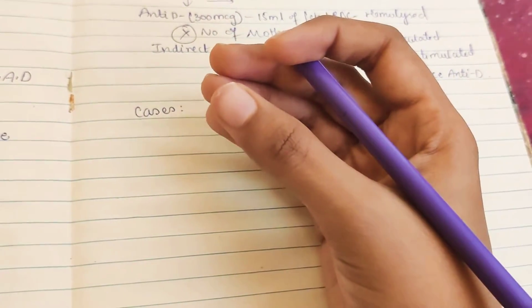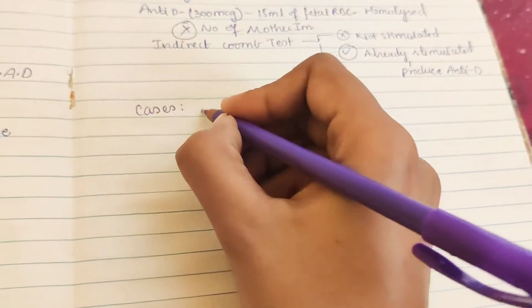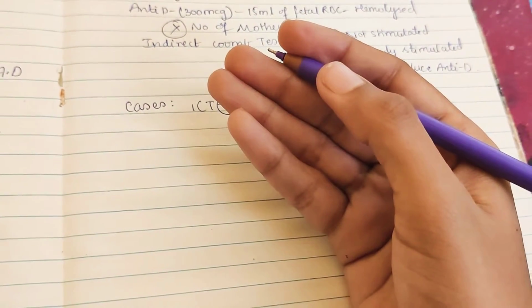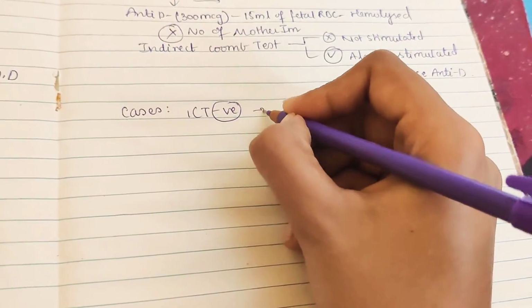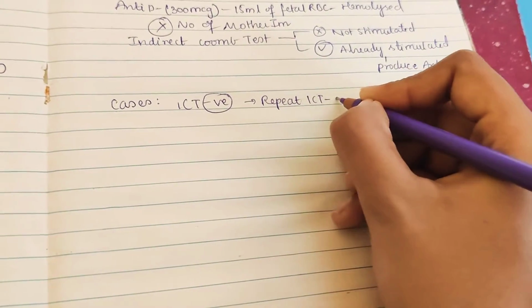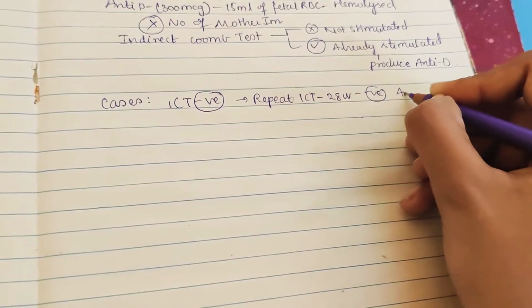So repeat the ICT at 28 weeks. So in this case, the female is saying that still the indirect Coombs test is negative. So if the indirect Coombs test is negative, still the mother's antibody is not produced and she is not sensitized. So we need to repeat this. We need to repeat ICT at 28 weeks. And if it is still negative, then just give anti-D.